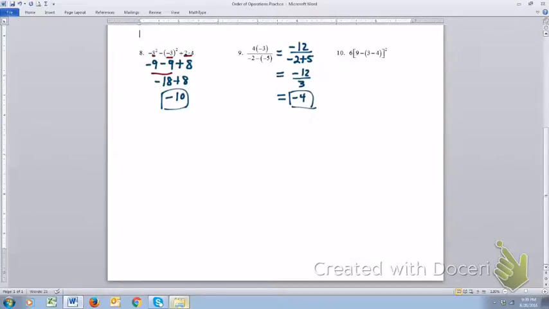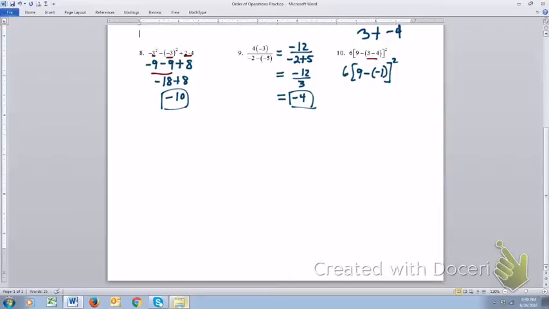And last one here, let's see, we need to do some work, and we have parentheses inside parentheses, so we want to start with the innermost parenthesis. So this becomes, let's see, 6 times 9 minus negative 1. 3 minus 4 is negative 1. Again, you could write that as, let's see, 3 plus negative 4. That's where I'm getting that negative 1.